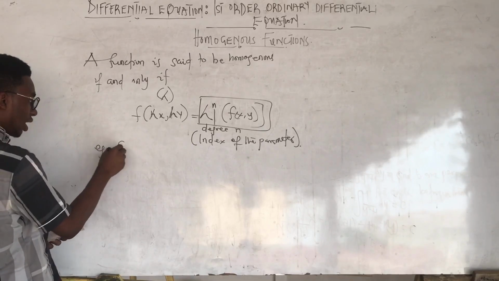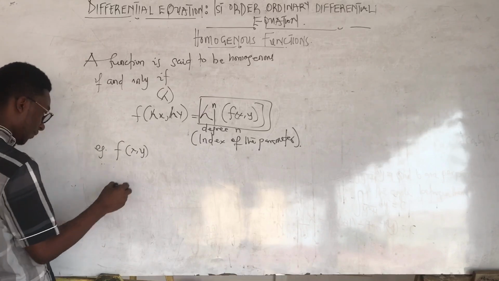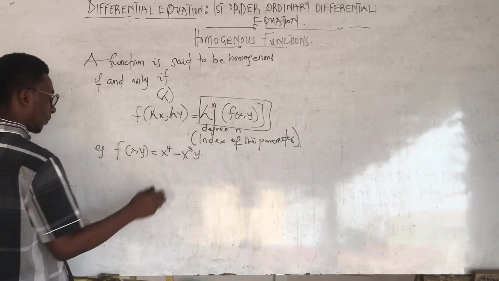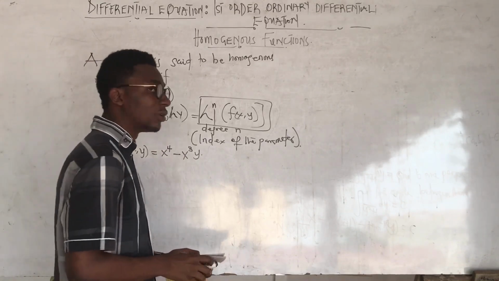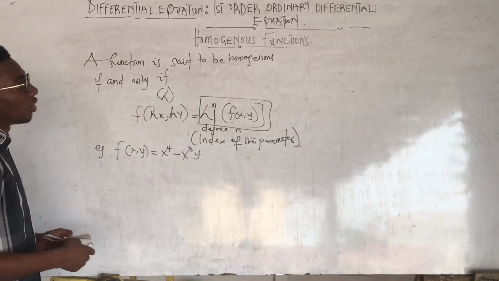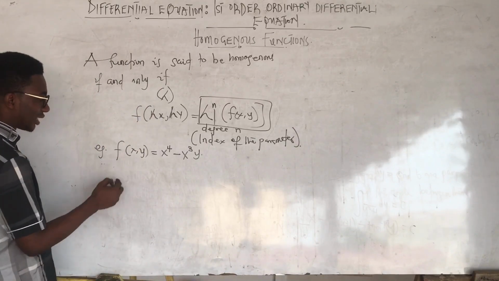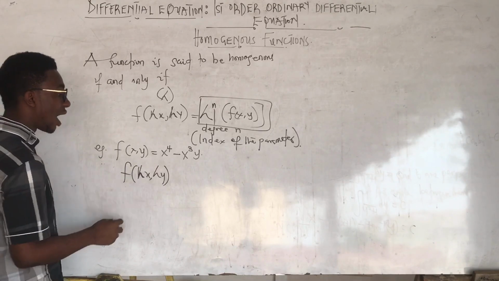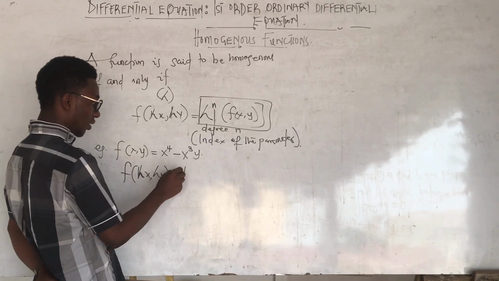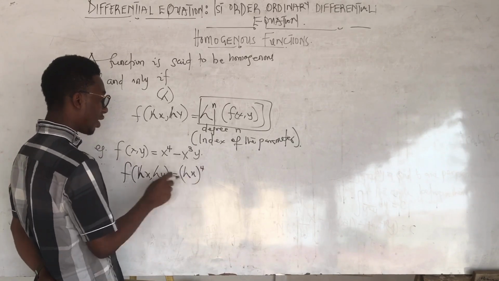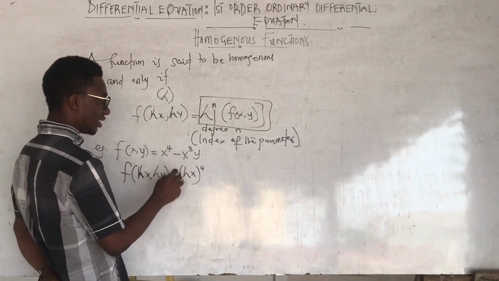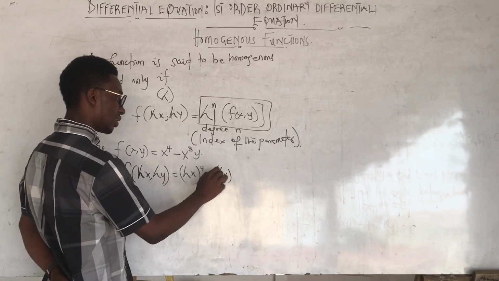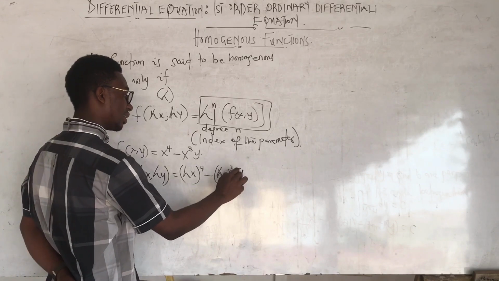Example 1. If you have a function f of x, y equal to x exponent 4 minus x cubed y, let's verify whether the function is homogeneous or not. We introduce lambda x and lambda y, so that would be equal to lambda x all exponent 4. Whenever you see x, you put lambda x; whenever you see y, you put lambda y. Minus lambda x exponent cube multiplying lambda y.